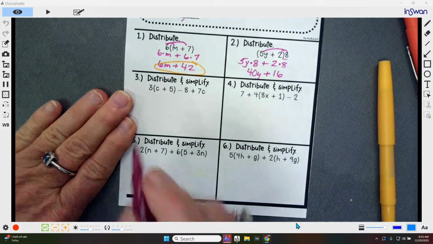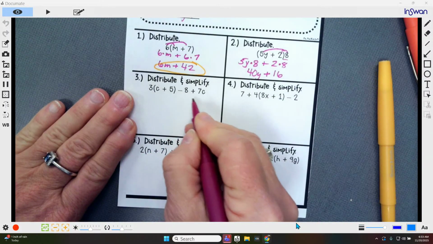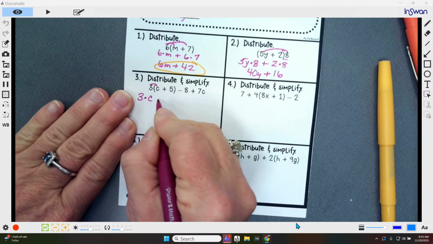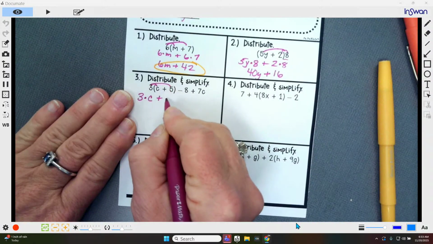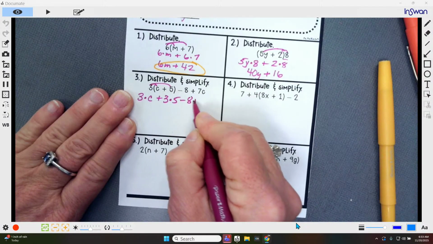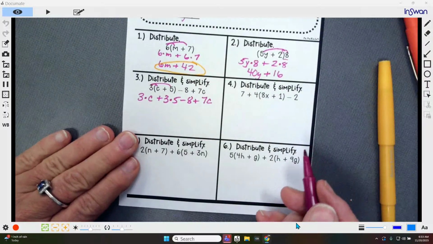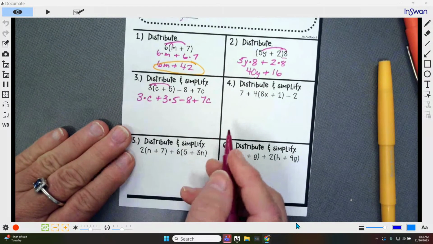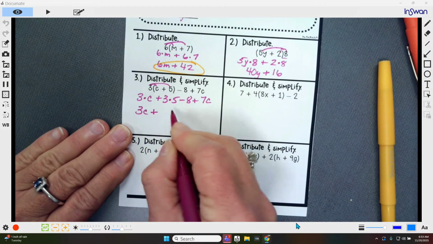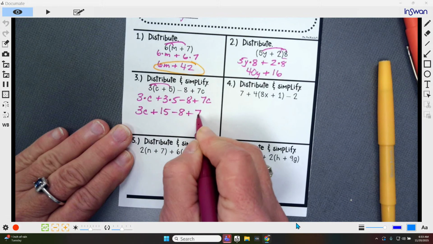So in this instance, where we have 3 times the quantity of c plus 5, minus 8 plus 7c, we're going to start with 3 times c. Then plus, and we're going to go to 3 times 5. And I'm just going to bring down the minus 8 plus 7c because we're going to do the operations for those and then combine the like terms. So we have 3c plus 15 minus 8 plus 7c.